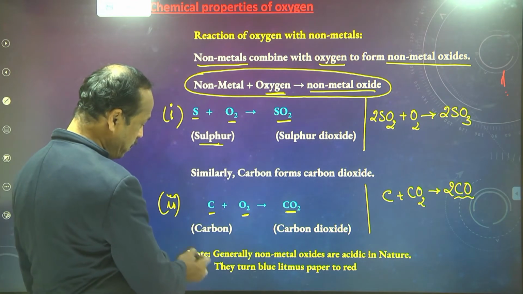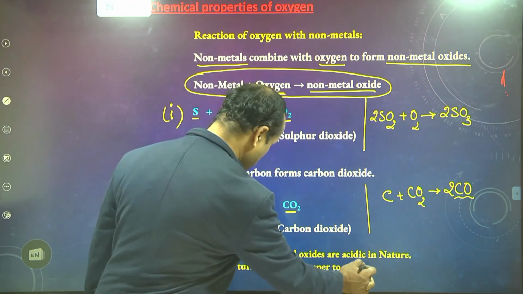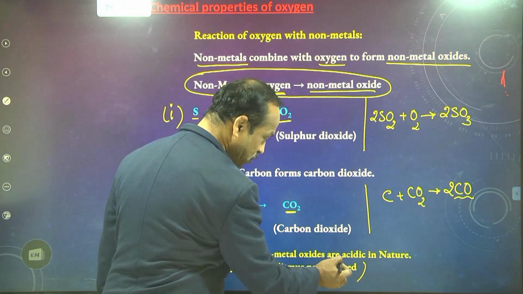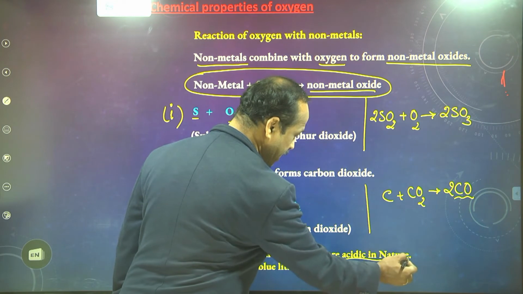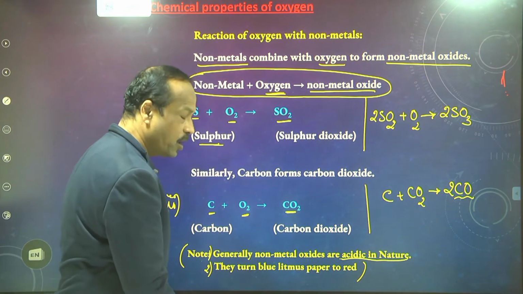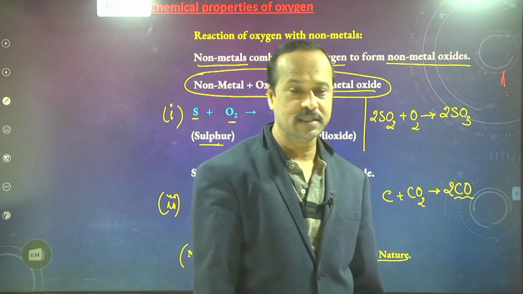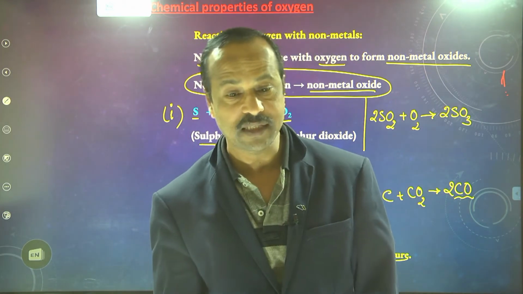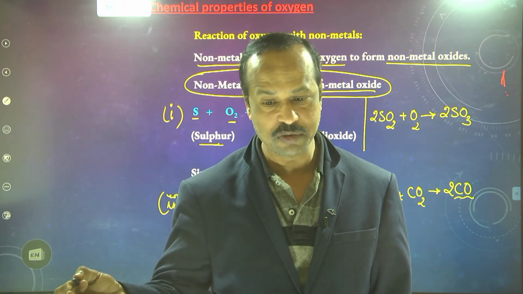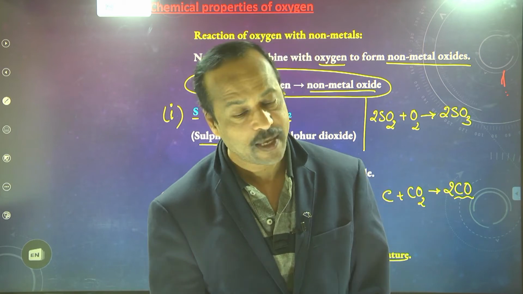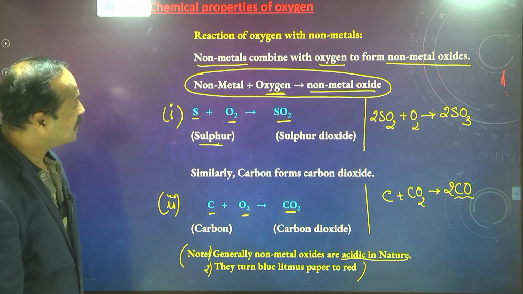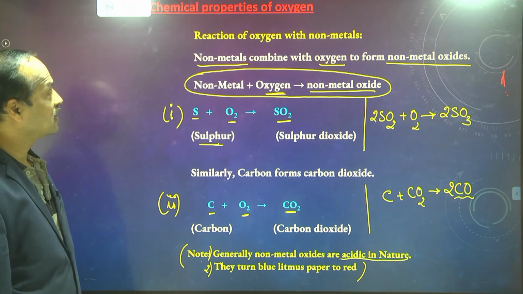And you see, a very important point is this one. Note, generally non-metal oxides are acidic in nature. How are they? Acidic in nature. That's the first point. And the second point, you know that if they are acids, then they turn blue litmus red. Acids change the blue litmus paper into red litmus. You know this one? Yes, sir. This property also you have to remember. So that's all about the reaction of oxygen with the non-metals.